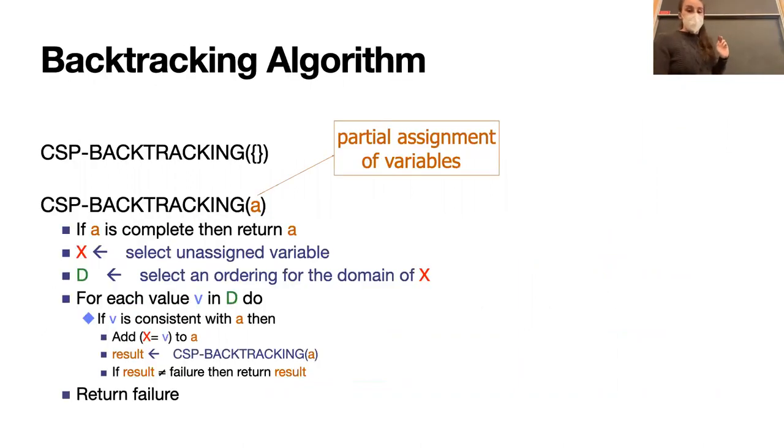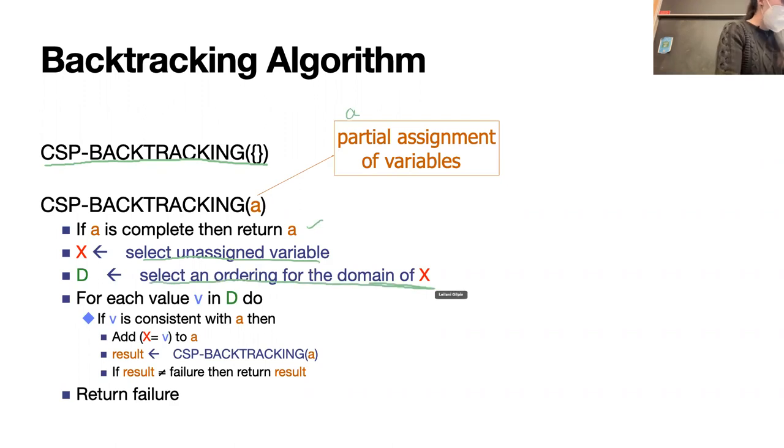So let's talk about what this looks like. I'm showing it here with the algorithm. So we are going to start. The initial state of CSP backtracking is an empty assignment, right? That's our start state. And if we define this for an arbitrary assignment A, where A here is a partial assignment of variables. If A is complete, then we return it, right? That's our base case. We're done. Otherwise, we select an unassigned variable. We just choose one. We choose X. And then we have D be our ordering for the domain of X. So the different ordering of the different values that we could set for X. And we fix that ordering. We don't want to change it, right?